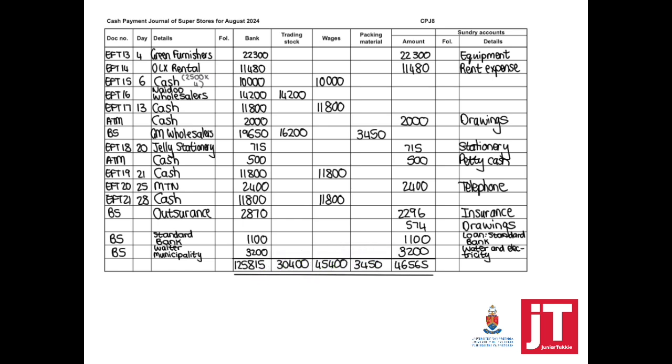There's no exception. Now, if I want to check if I've done this correctly, if I take everything else, starting with trading stock, and I add all of those, it should equal the bank. If it doesn't, it means you've made a mistake, and then you need to go and check.